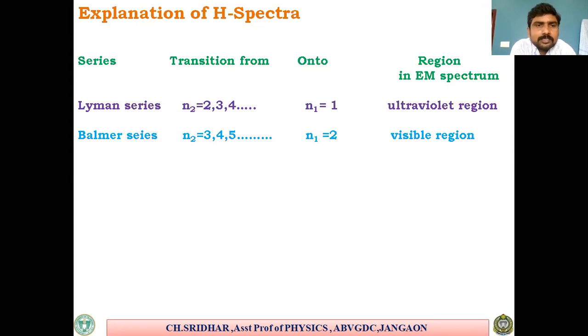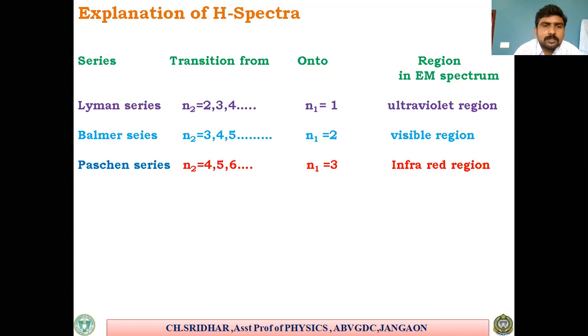The next series is the Balmer series. In the Balmer series, the transitions are onto the second energy state, that is n1 equals 2 and n2 equals 3, 4, 5 and so on. The frequency of this series falls in the visible region. The third one is the Paschen series. In the Paschen series, the transitions are onto n1 equals 3 and from n2 equals 4, 5, 6 and so on.